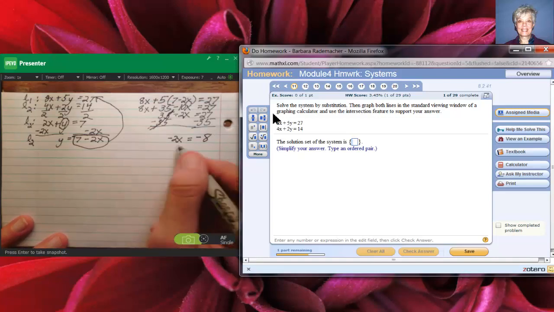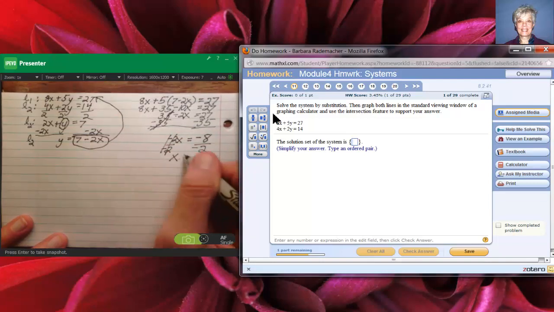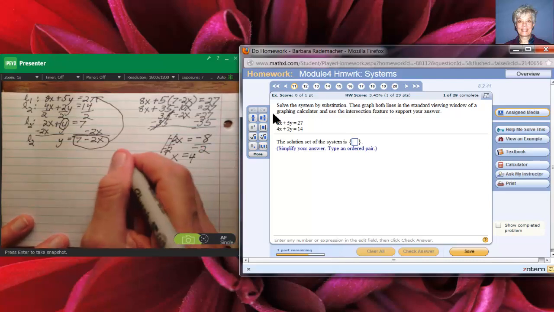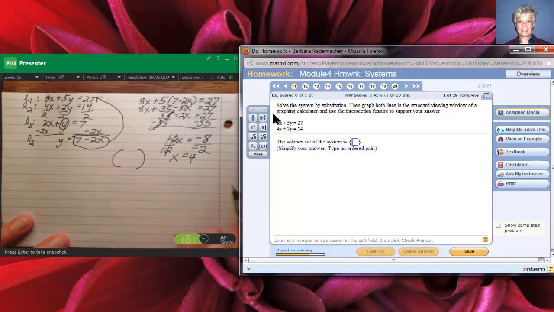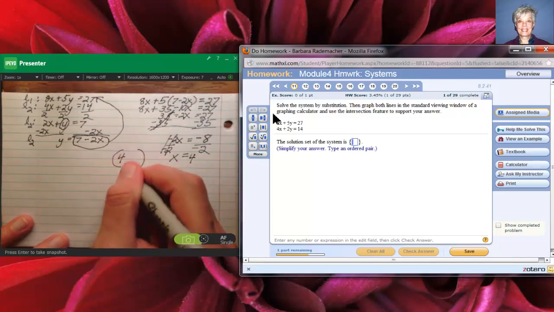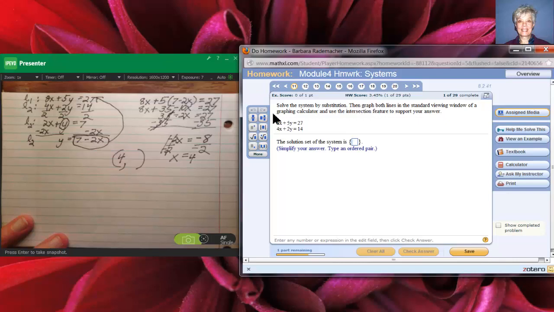Okay. Now, if we divide both sides by negative 2 so that x will be by itself, we'll isolate x. X equals negative 8 divided by negative 2. That's one of those rules. If you can't remember it, you can always go to your calculator to figure it out. Negative 8 divided by negative 2 is positive 4. So we now know that in our ordered pair answer, the x coordinate is 4. We just have to find the y coordinate now.